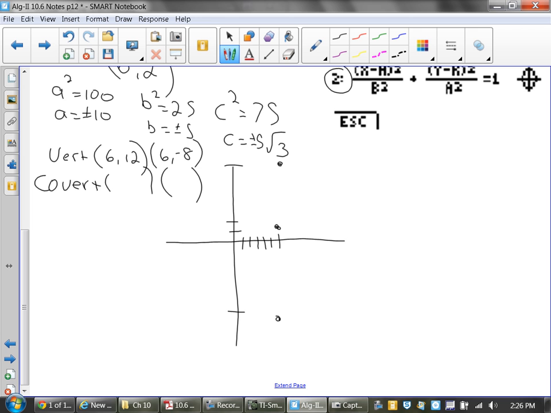Co-vertex. The co-vertex is horizontal, so what doesn't change? Why? Y. So the y value will both be 2. With this one, I'm adding and subtracting 5 to the x value. So it would be at 1 and 11. There's your ellipse.